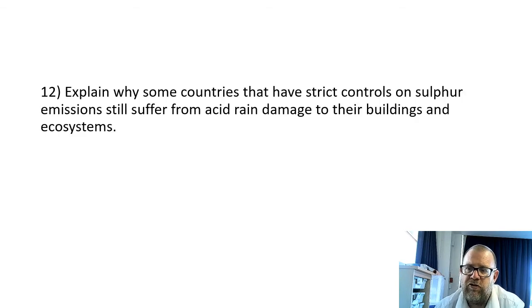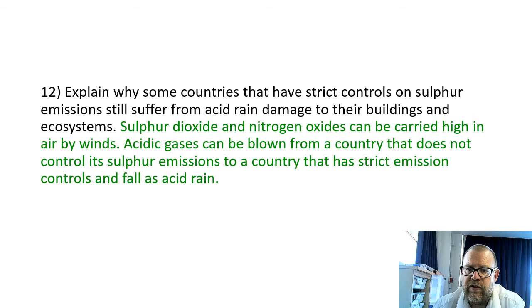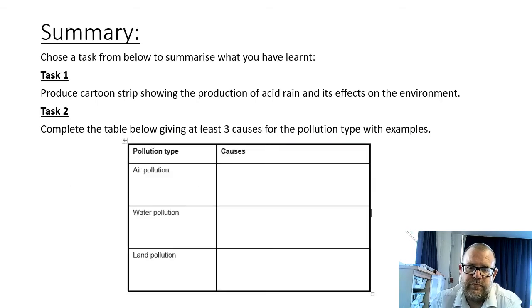Explain why some countries that have strict controls on sulfur dioxide emissions still suffer from acid rain to their buildings and ecosystems. So there are some that do have tight control. Here, sulfur dioxide and nitrogen oxides can be carried high in the air by winds. So you may not produce any pollutants, but those acidic gases can be blown from other countries, and then that can fall as acid rain on your country. So the more control we can have across Europe and across the world, the better for all countries involved.